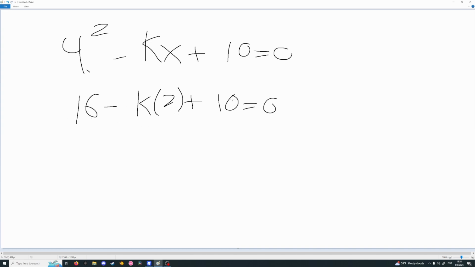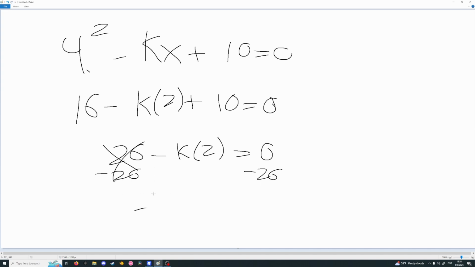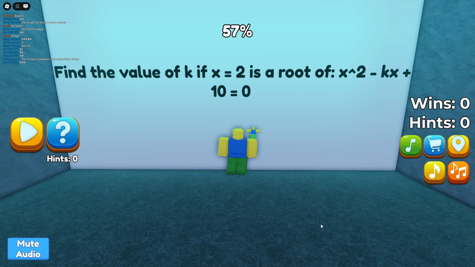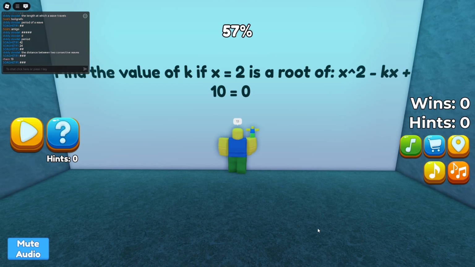So yeah, 16 plus 10 is just 26 minus k times 2 equals 0. Then just minus 26 on both sides, so we get negative 2k equals negative 26. I'm just going to divide by negative 2. So then k equals 13? Maybe? Okay.